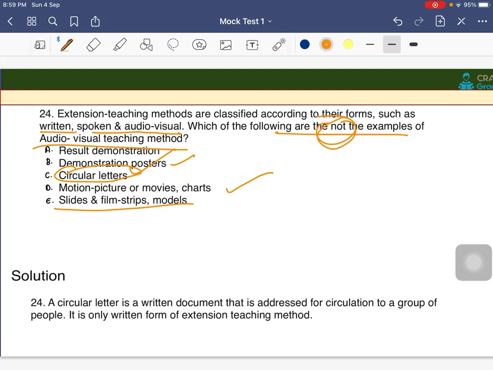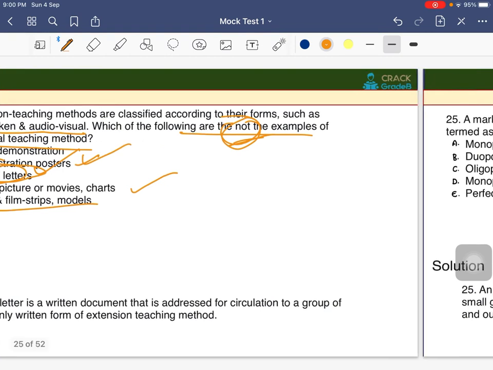We cannot listen to them, right? Result demonstrations, if you demonstrate them, we can see them and hear the voice. Demonstration posters also, but letters, how can we hear them? We can only read them. Okay, we cannot listen to them, right? So this is not an example of it.